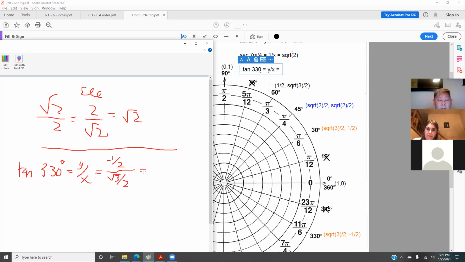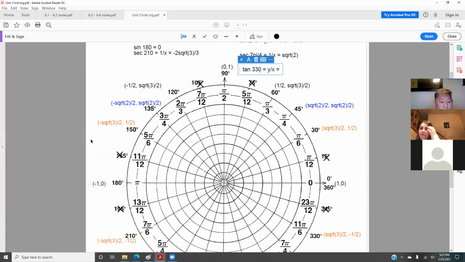Now you rationalize and simplify this. So 2 and 2 can cancel out. So what do you get? Negative square root of 3 over 3. Yep, and that is your answer. So tangent 330 is negative root 3 over 3. This is your answer in this case. Questions?